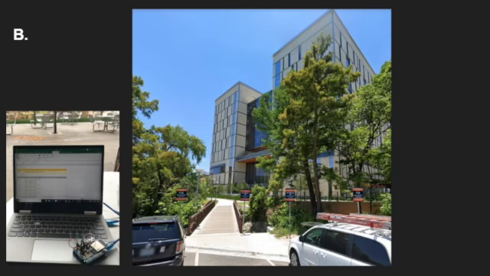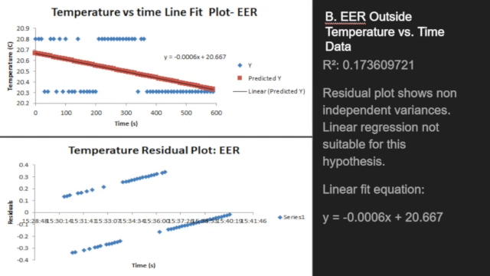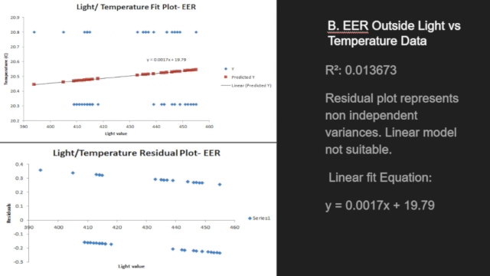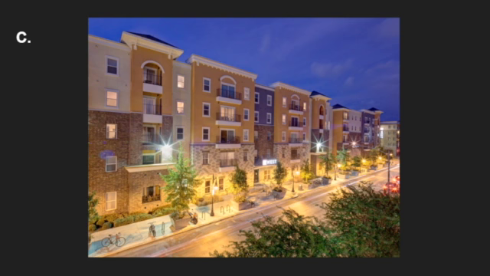Condition B, outside of EER. Temperature versus time plots are these. The residual plots show non-independent variance. Linear regression is not suitable for this hypothesis. Again, the residual plot represents the non-independent variance, which means the linear model is not suitable for this hypothesis.